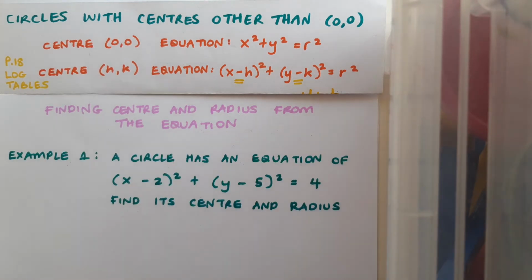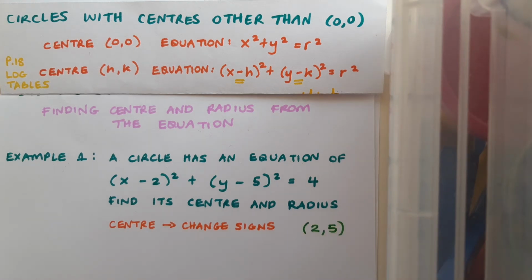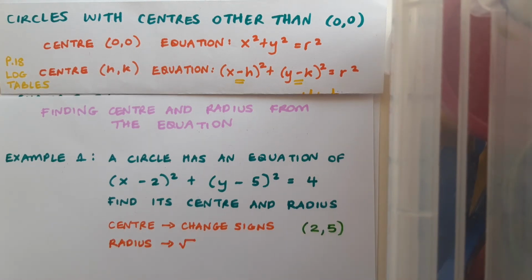So here's our first example. A circle has an equation of (x minus 2) squared plus (y minus 5) squared equals 4. Find its centre and its radius. The trick to finding the centre of a circle written in this format is to take the values from each of the brackets and just change their signs. So in this case, the centre is just 2, 5.